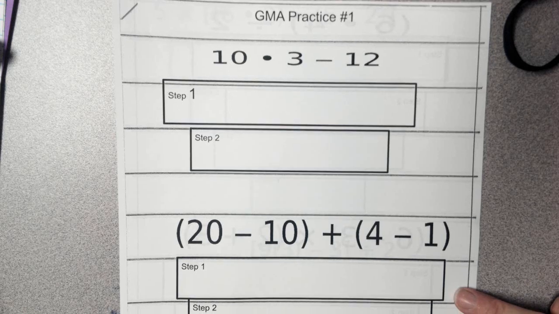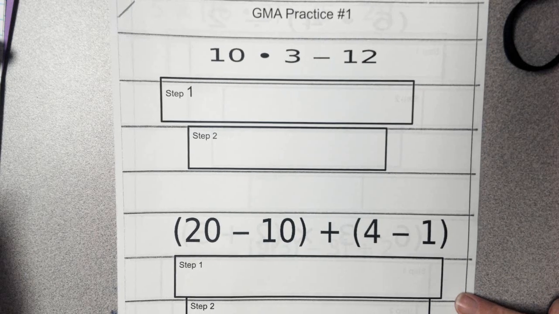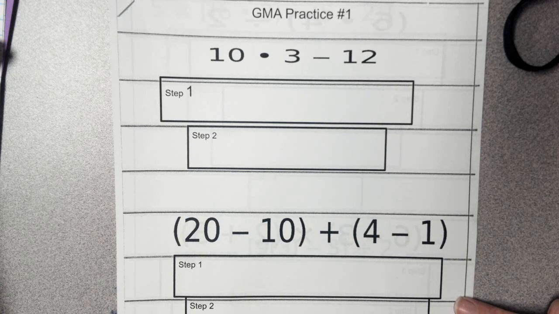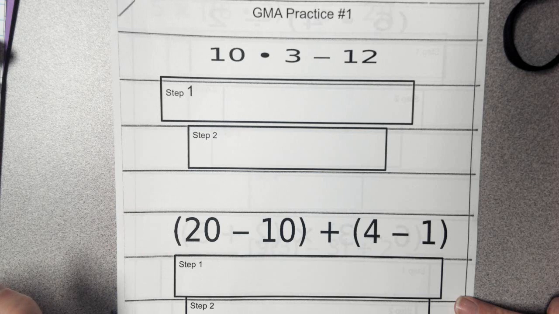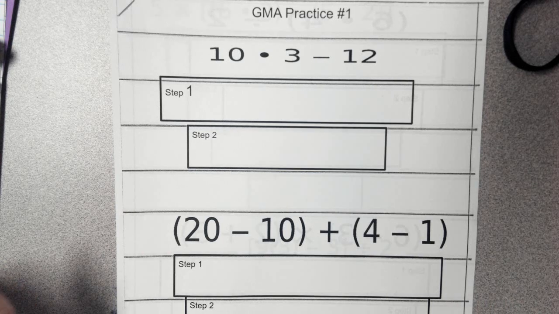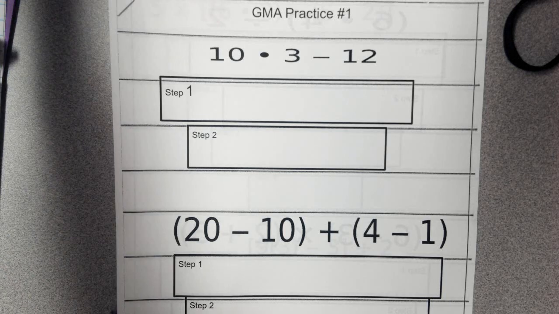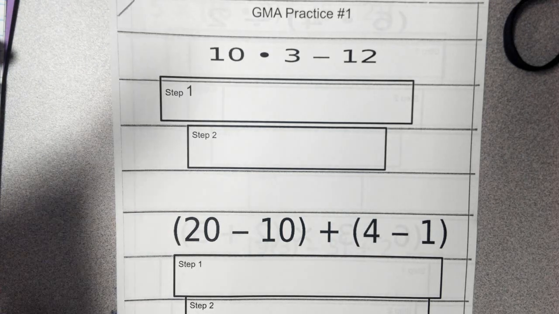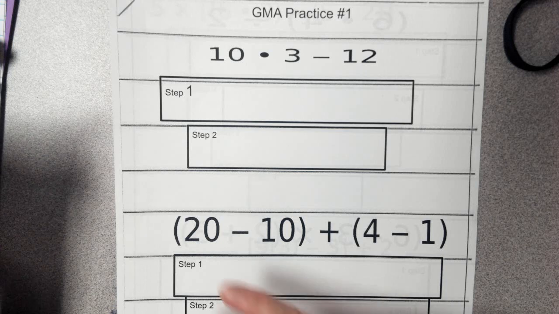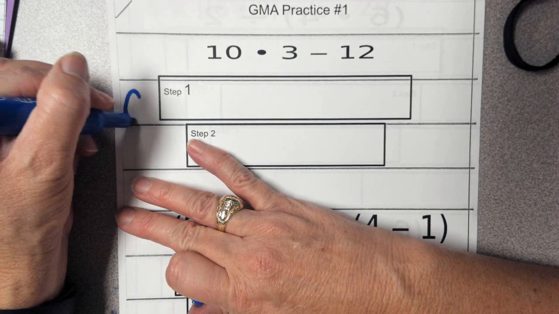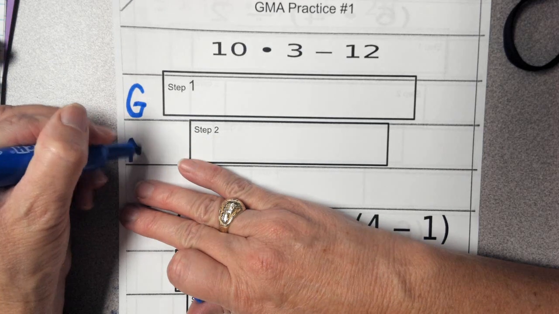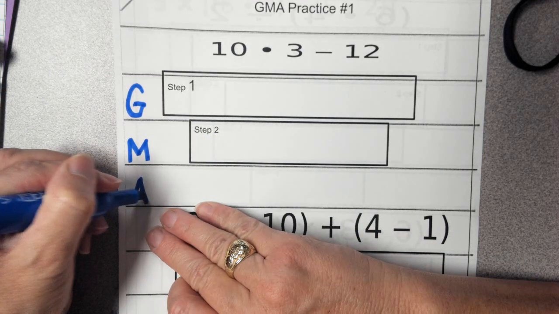So to get us started, since this is a brand new skill for 5th grade, we are going to write ourselves some notes over here to the side so that as we're solving a problem, we can think about the proper order that we need to go through in order to be solving. So right now, I want you to take your pencil and I want you to write the steps over here to the side. G, M, A.